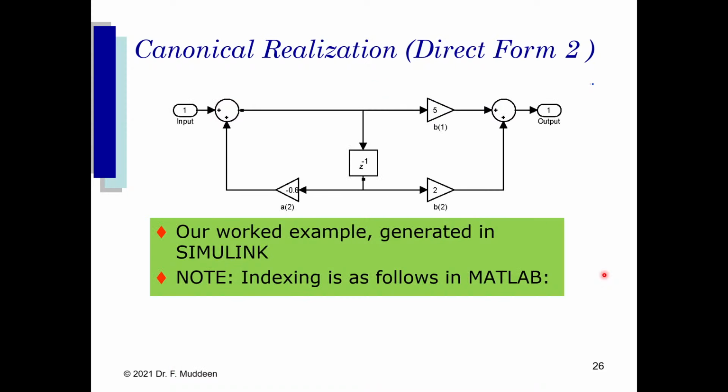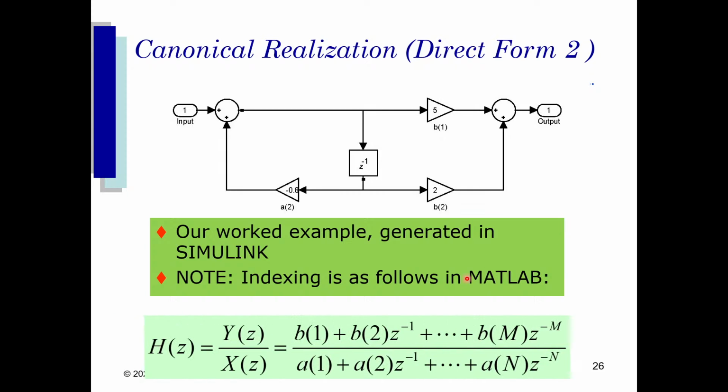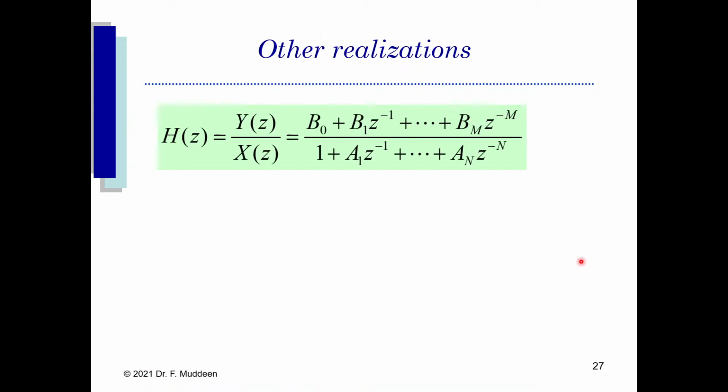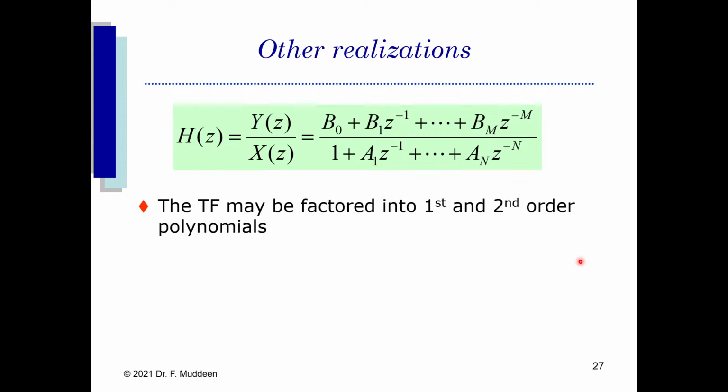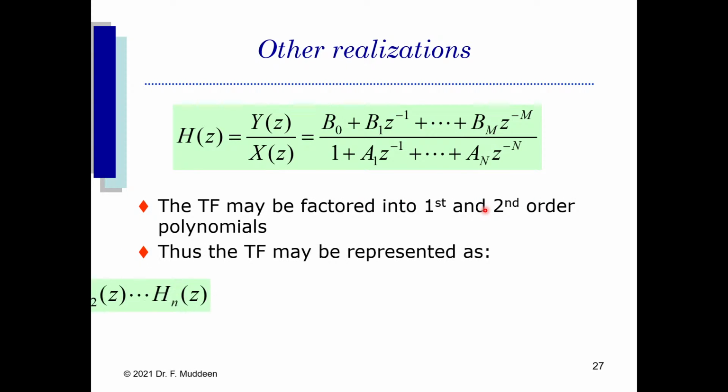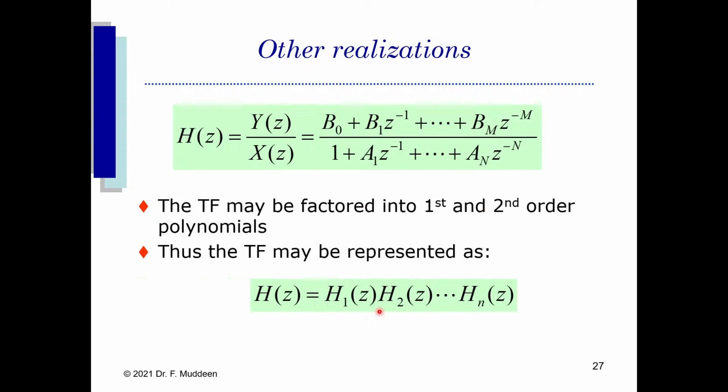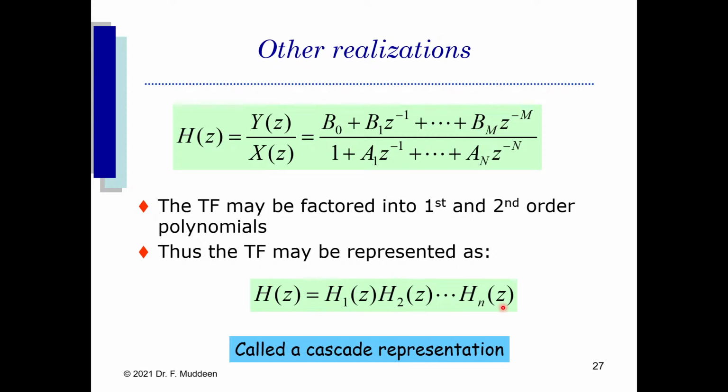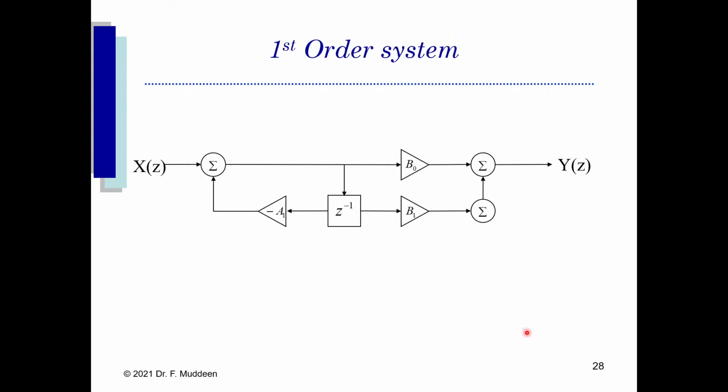So for the general worked example that we just did, if we draw it in canonical realization, this is what it's going to look like for a general equation. There are other realizations where we can factor this H of z into first and second order polynomials. So we have a series of subsystems being multiplied by each other. This is what we refer to as the cascade form and the cascade representation.